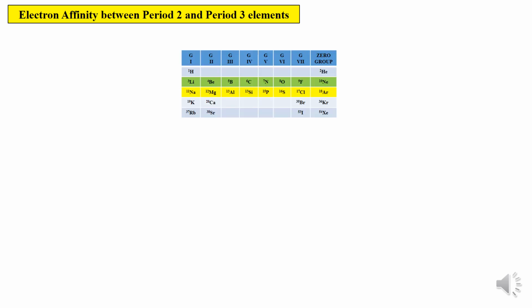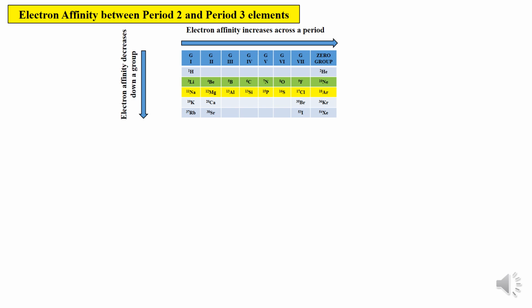And let's take a look at the electron affinity in period 2 and period 3 elements. Let's compare and contrast the electron affinity values of period 2 and period 3 elements. This is going to be a bit interesting. This is just a continuation of what we had discussed just now: why chlorine has a higher electron affinity than fluorine. Chlorine is a period 3 element while fluorine is a period 2 element. Going across the period, electron affinity increases. That's the general trend. And going down a group, electron affinity value decreases.